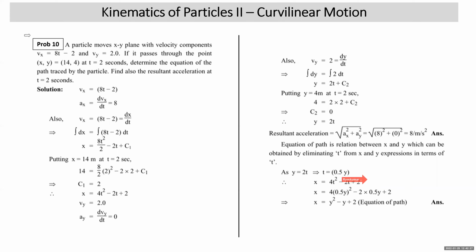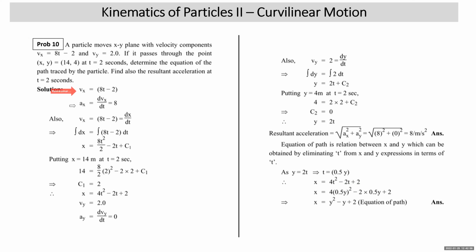Okay, let's students come to problem number 10 of the curvilinear motion. I'm reading the sum. A particle moves in xy plane with velocity components vx is 8t minus 2 and vy is 2. If it passes through the point x, y, that is coordinates of x and y are given at t is equal to 2 seconds. Determine the equation of the path traced by the particle. Find also the resultant acceleration at t is equal to 2 seconds. See, vx is equal to 8t minus 2.